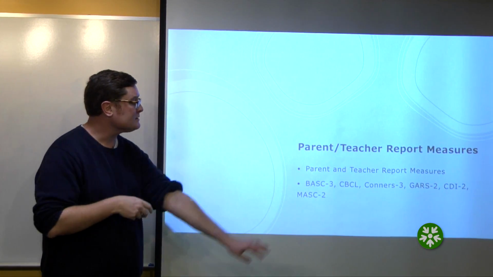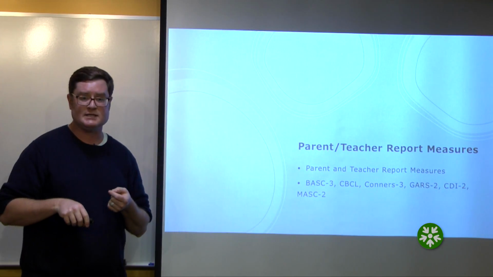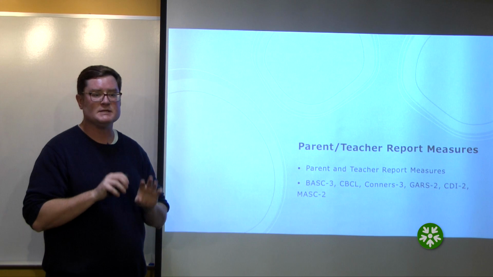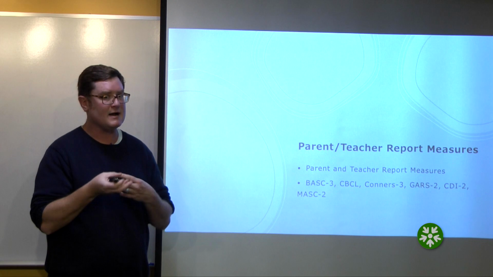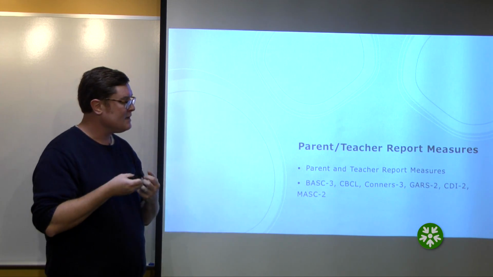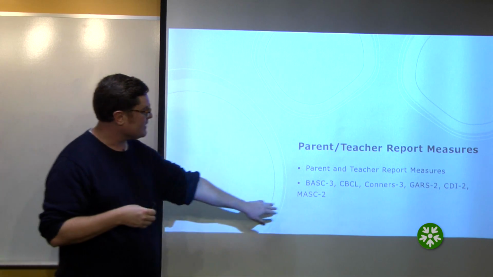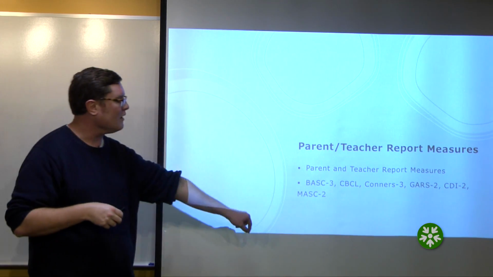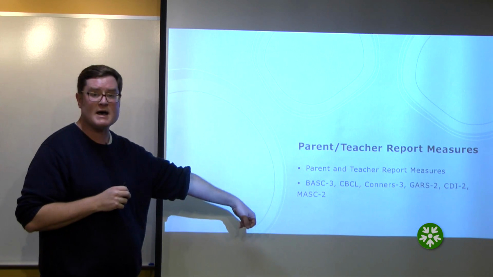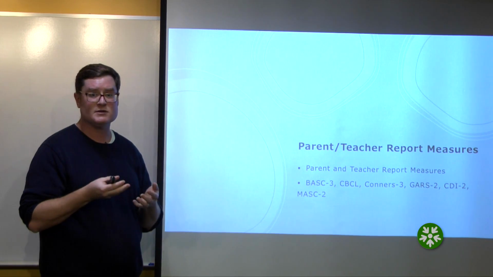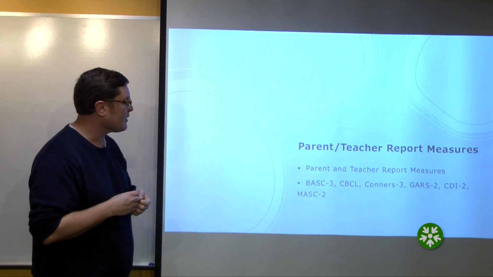And then we may also give additional ones. The Conners 3 is more of an ADHD measure. So, it can be common to give the BASC, but then also give the Conners 3 if we're concerned about ADHD, to have that more specific ADHD measure. Some of these other ones, the GARS is a more autism measure, and then we've already talked about the CDI and MASC. Those would be parent versions of depression inventories or anxiety inventories.